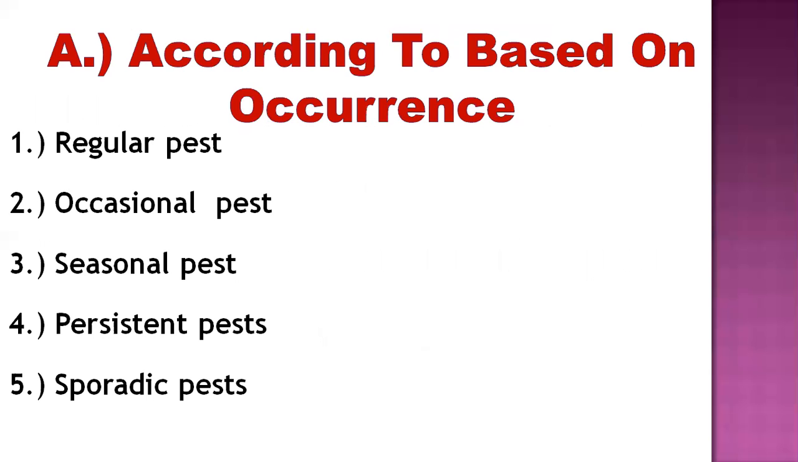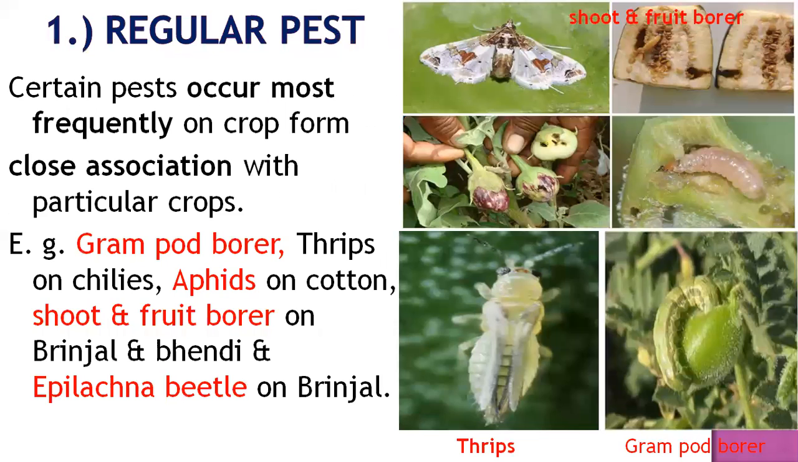Let's see the first category, based on occurrence. Here there are five categories: regular pest, occasional pest, seasonal pest, persistent pest, and the last one, sporadic pest. These are the five categories that come under based on occurrence. Sequentially, we'll discuss them further. The first one is the regular pest.